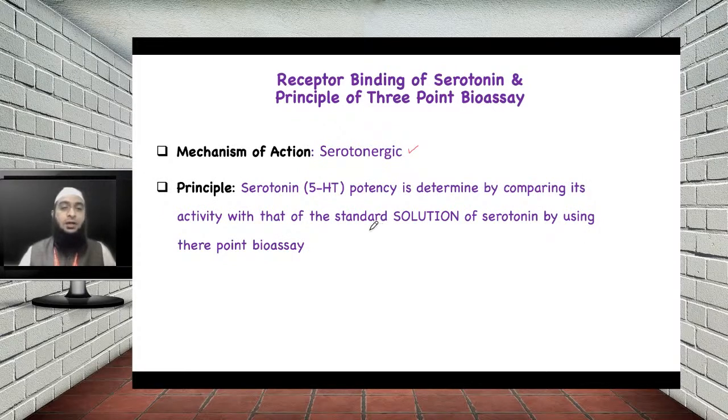Let's see about the principle. In this experiment, the serotonin potency is determined by comparing its activity with that of the standard solution of serotonin by using a 3-point bioassay. What you are doing is, first you take the DRC of the standard solution of serotonin, then you take the dose response curve of the test solution of serotonin, and then you compare how much is the height of the standard and how much is the height of the test by selecting 2 standard doses and 1 test dose. The detailed procedure we'll see in the next slide.